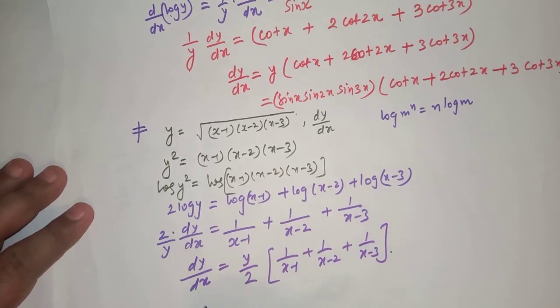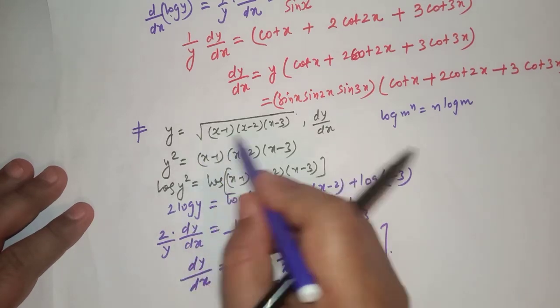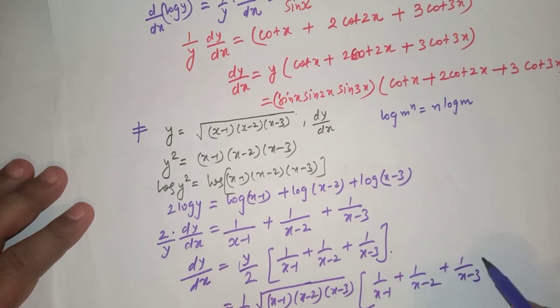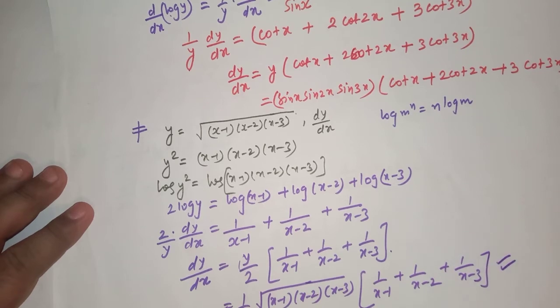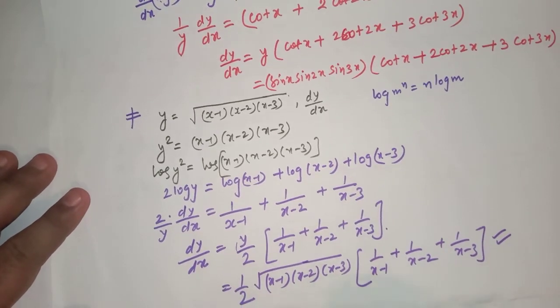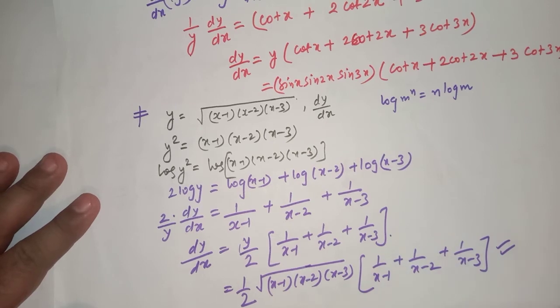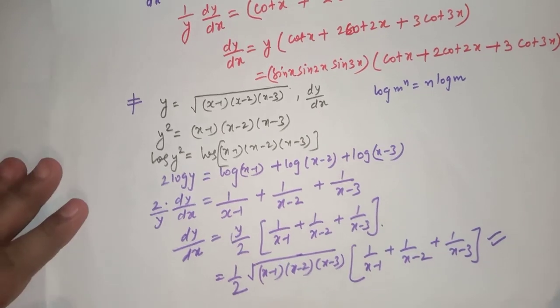Clear? Now we'll substitute here the value of y. So y is square root of x minus 1, x minus 2 and x minus 3, and in bracket we have 1 over x minus 1 plus 1 over x minus 2 plus 1 over x minus 3. This is the required value of the derivative. We can also further simplify this expression by taking LCM. Now I leave it to you as an exercise. Clear?